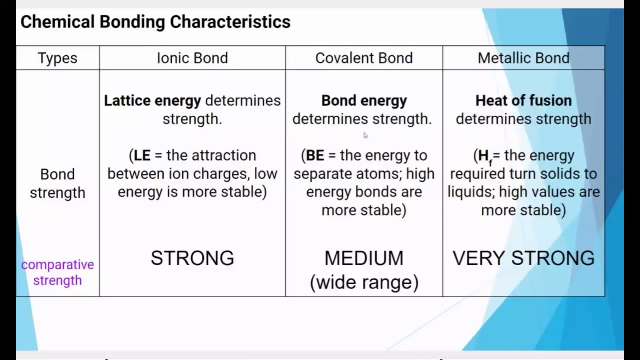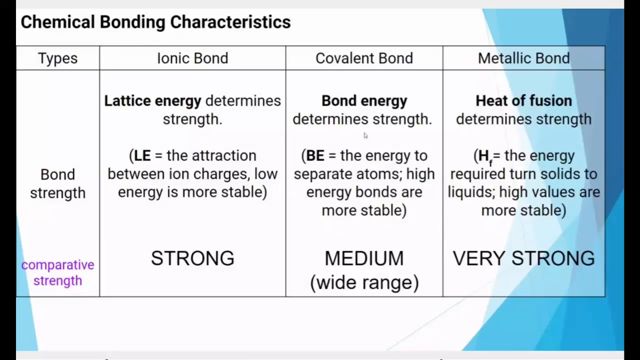On the other hand, covalent bond energy is a little bit more straightforward. It's literally the amount of energy to separate the atoms. If we tried to pull two atoms apart, how much energy do we need to pull them apart? And that is more stable when we have high bond energies, because if it takes a lot of energy to pull them apart, that must mean they like being together. And the heat of fusion is the energy required to turn solids into liquids. And once again, high values are more stable, because if it takes more energy to make it into a liquid, to get those atoms separate and moving, then that means that they were more stable as that solid.